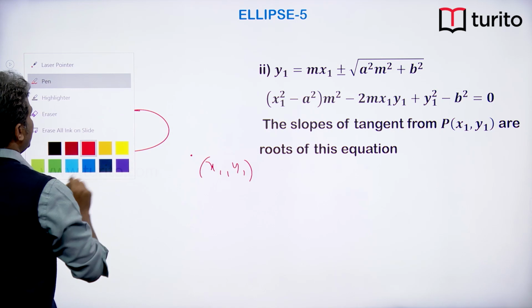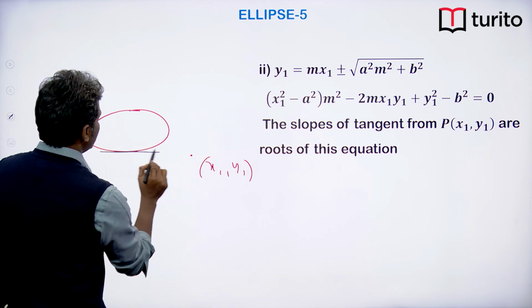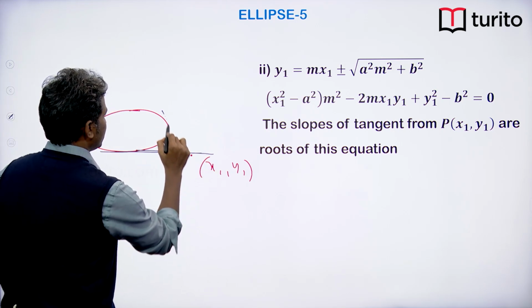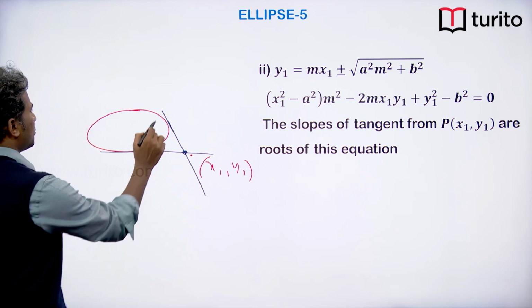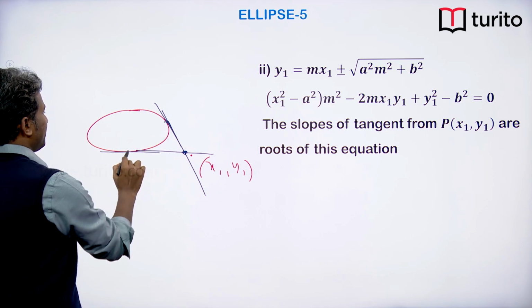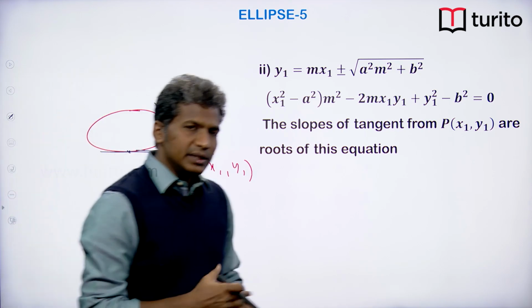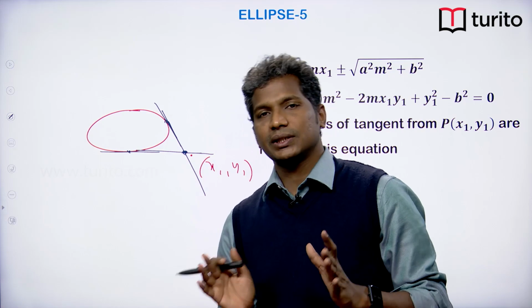Now through this point how many tangents are possible? 2 tangents are possible. Okay, so let us say this is the point. Now through this point 2 tangents are possible and we are interested in finding the equations of both these tangents.